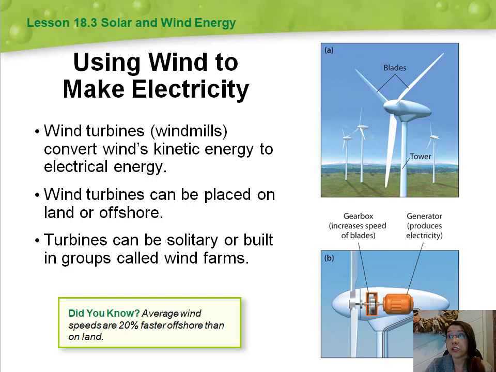So offshore wind turbines, I want to mention, average wind speeds are approximately 20% greater over water than they are over land, which is our little did you know fact. And for this and other reasons, offshore wind turbines are becoming more and more popular.